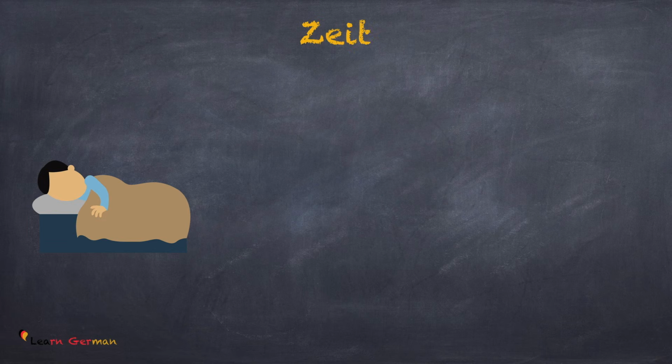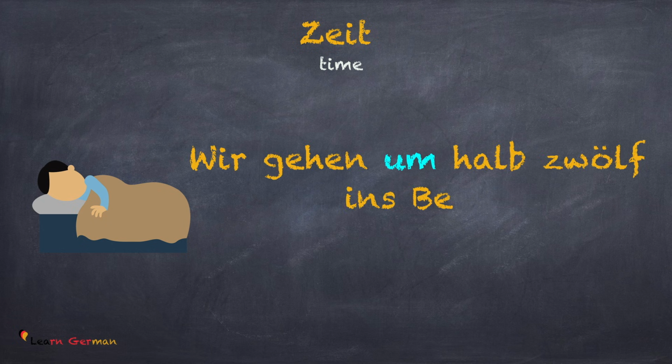Here's another example. Wir gehen um 11:30 ins Bett. So with both forms of time, that is official and unofficial, we would use um as the preposition. If you want to revise how to read time in German, you can do that by watching our videos. The links are given below.